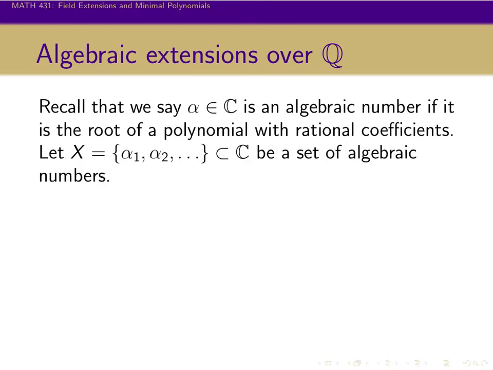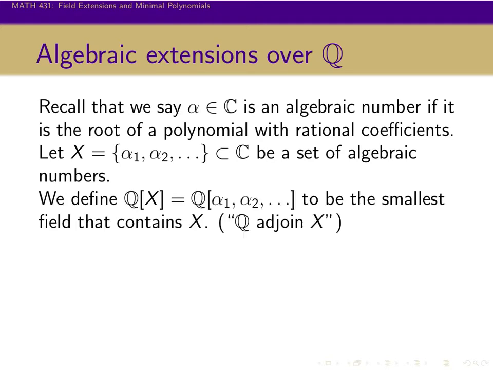Now, if we take a set of algebraic numbers, the number of algebraic numbers is countable, if you've heard about countable before. And so we can list them out, as any set of algebraic numbers is going to be countable or finite. So it makes sense to say alpha 1, alpha 2, and so if we let X be some set of algebraic numbers, then we can talk about the smallest field that contains all the numbers inside of X.